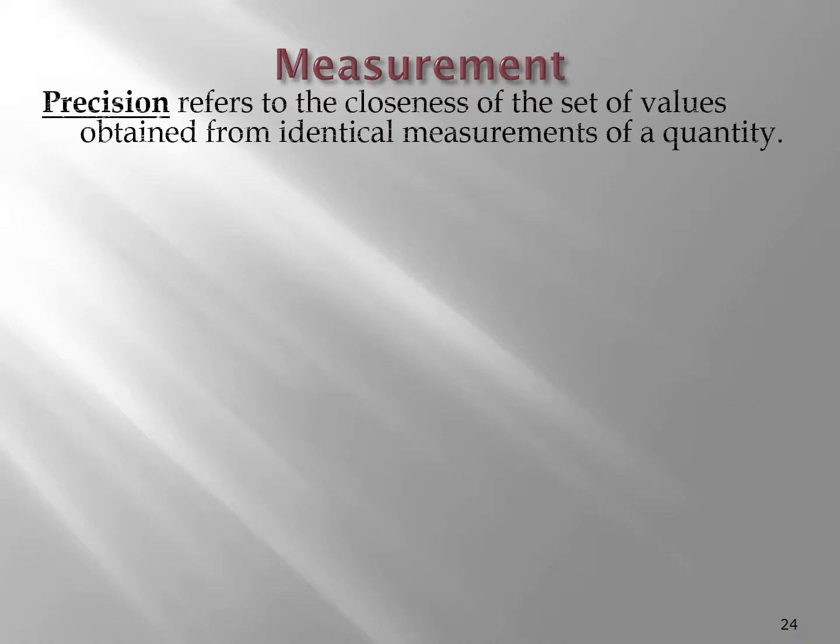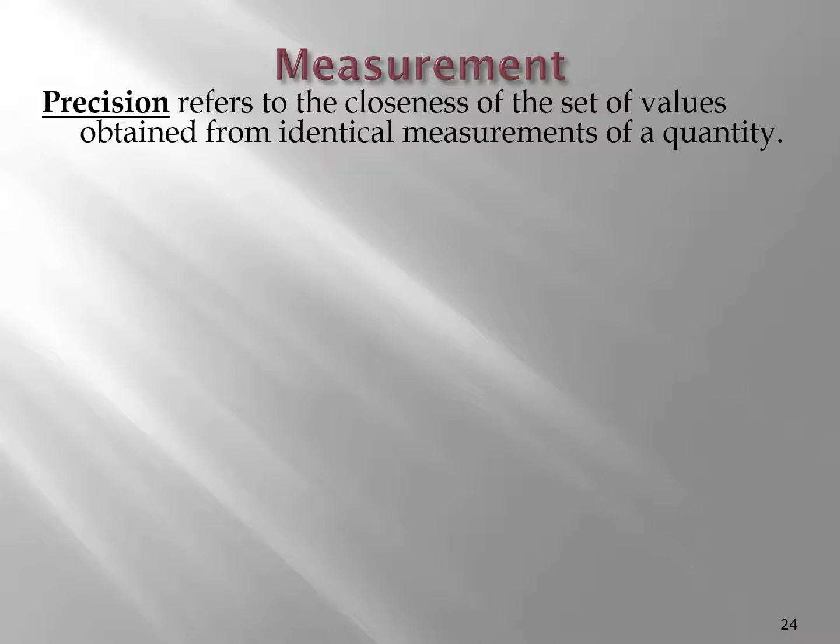Often the next two words get confused quite a lot: precision and accuracy. So precision refers to how close the set of values obtained from identical measurements of a quantity are. If I measure the same thing over and over and over again, how close are those measurements to each other? And that is also related to the type of instrument that you're using.